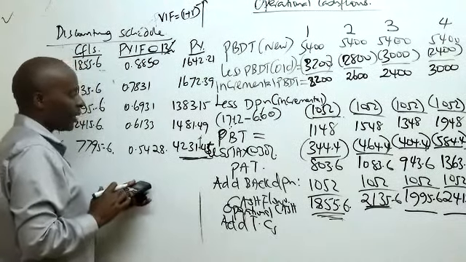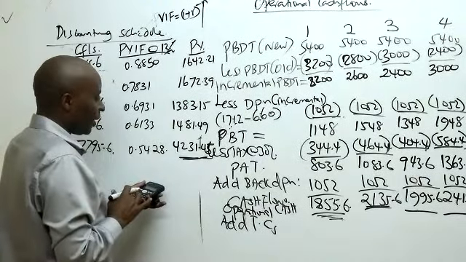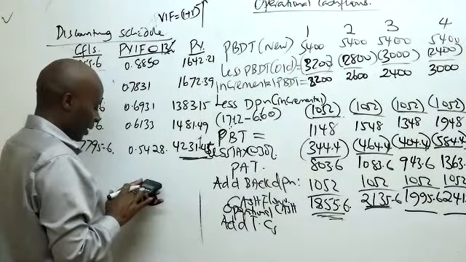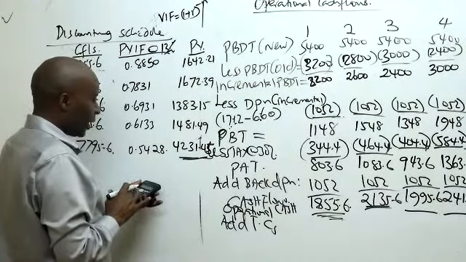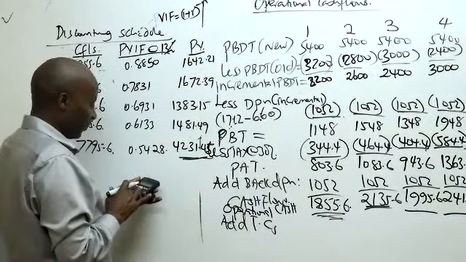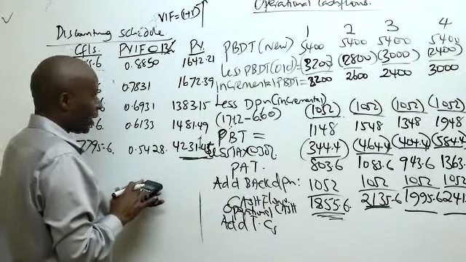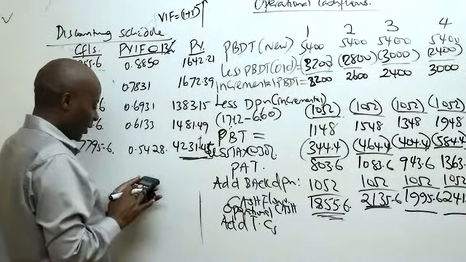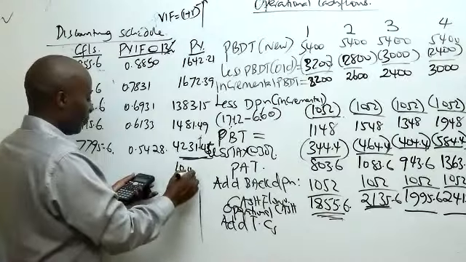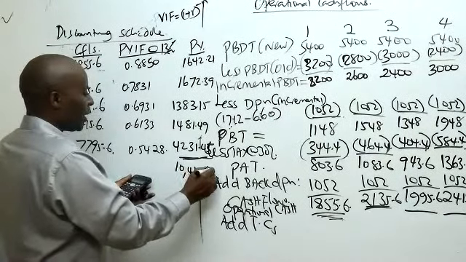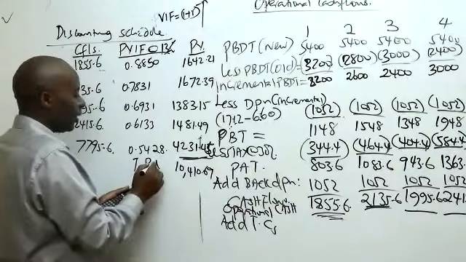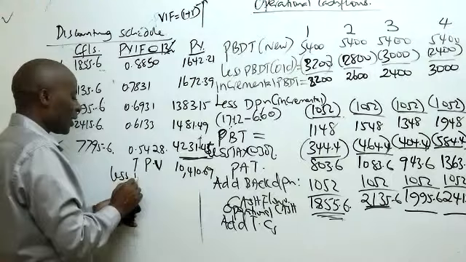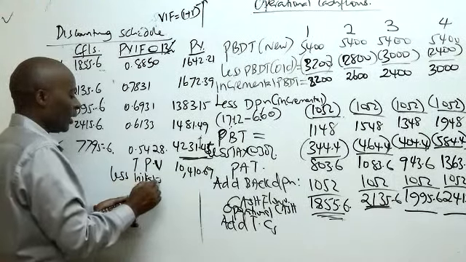So come and add up everything. We have 4231.45 plus 1481.49 plus 1383.15 plus 1672.39 plus 1642.21, giving us 10,410.69. This is our total present value. Once you have your total present value, you come and less the initial outlay.